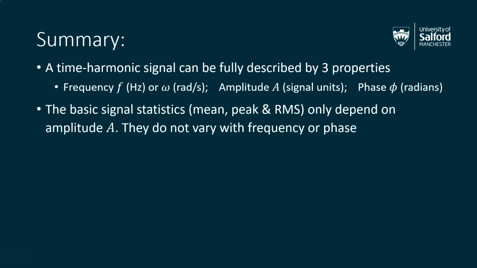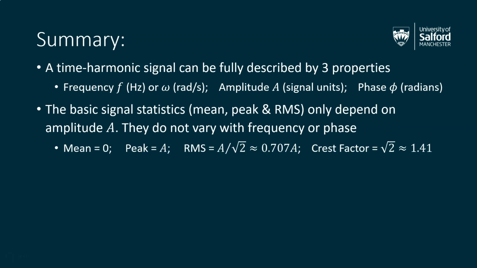The basic signal statistics, the mean, the peak, and the RMS, only depend on amplitude A, and they do not vary with frequency or phase. So the mean is always 0, the peak is always A, the RMS is always A over root 2, which is about 0.707A, and the crest factor doesn't depend on any of them, it's just root 2, roughly equals 1.41, for all time harmonic signals.